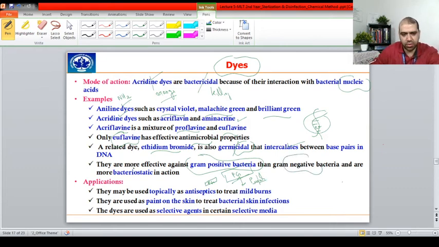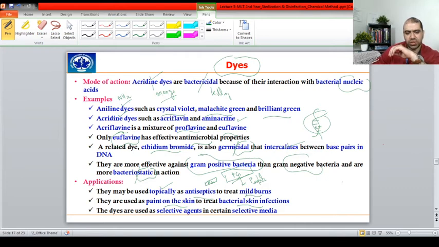They are more effective against gram-positive bacteria, and they can act as bacteriostatic agents. It means it only stops the multiplication of bacteria but doesn't kill it. But in the case of gram-positive bacteria, it is very effective. Applications: they can be used topically, that's on skin and mucous membrane. They are antiseptic in nature to treat mild burns. They are used as a paint on the skin. For example, gum paints are present for inflammation of the gums, and to treat bacterial skin infections or your mucous membranes, particularly your gums.